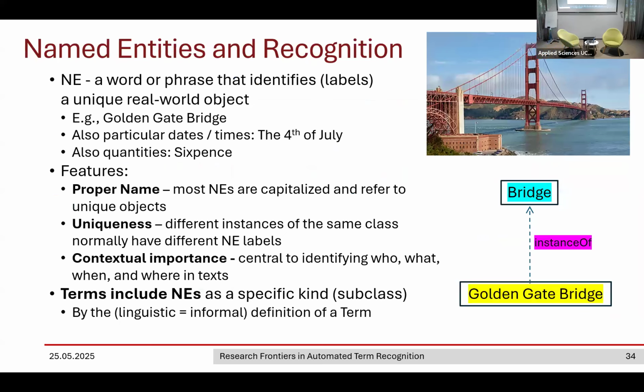A Golden Gate Bridge is an instance of the concept of a bridge. So this is a named entity, and this is a general term. And this is the property which qualifies this as being a named entity. Hard to recognize in a plain text because we do not have such a mapping in plain text. It's yet another question how to engineer such a mapping in a plain text, which is quite a challenging task as well.